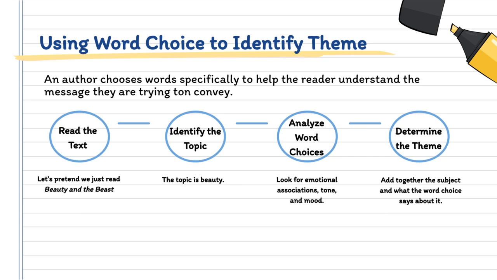Now, an author can also use word choice to identify theme. So the author is going to choose words specifically to help the reader understand the messages that they are trying to convey. So when you're trying to use word choice to identify theme, you want to do the following steps.